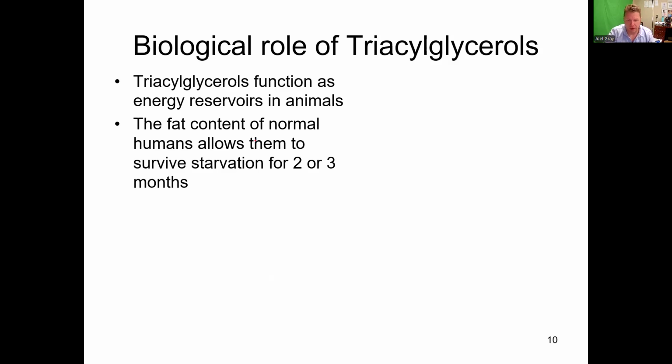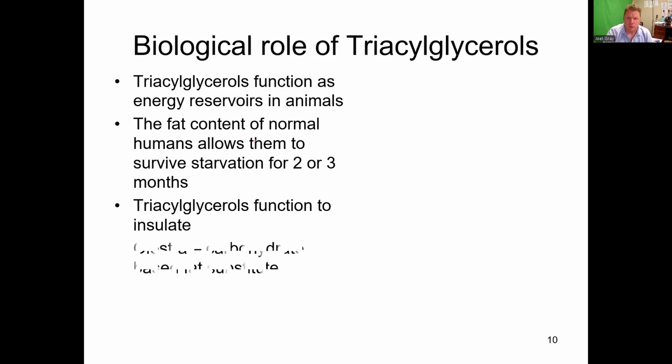So that's just kind of an anecdotal story, and there are also lots of people online who are long-term fasters. Anyway, the triacylglycerol's function is to insulate. Olestra, years ago, this is whenever I was a teenager.